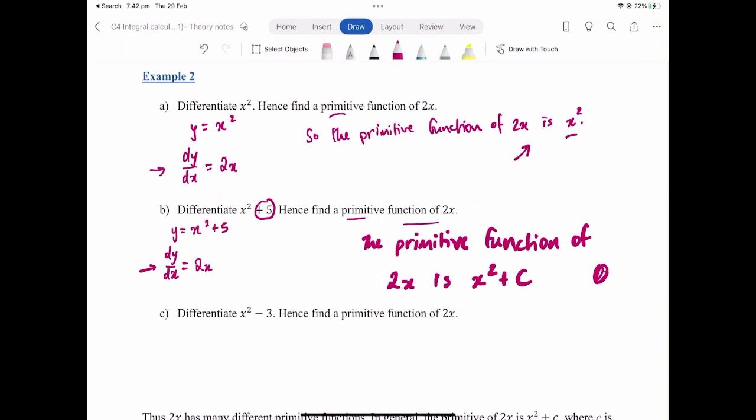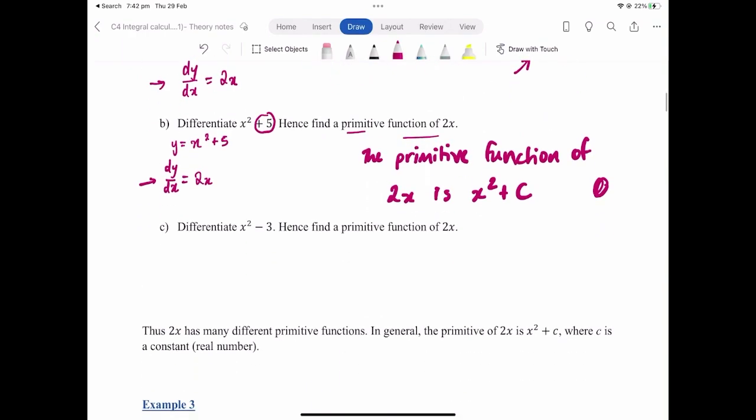The primitive of 2x is x squared plus potentially some constant. And so again, we can see this for part C. If we have a look, y is equal to x squared minus 3. That means the derivative of this is equal to 2x. So if I want to find the primitive function of 2x, we're going back in reverse order.